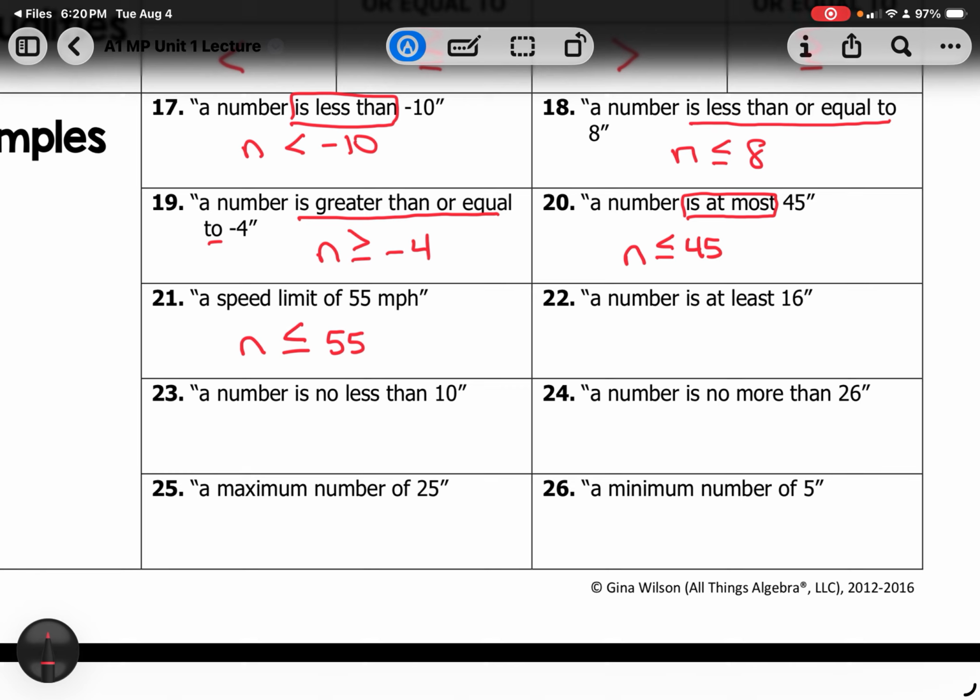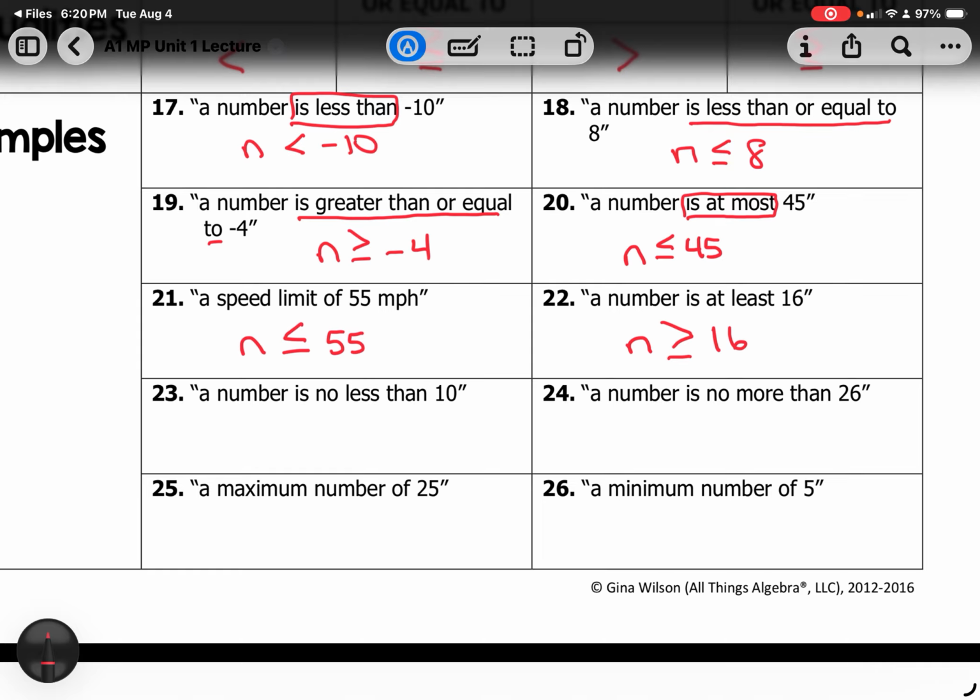Number 22, a number is at least 16. So we've got our number, and we've got 16. At least 16. So that means you have to be at least 16 to drive. So that means you have to be bigger or older than 16, don't you? Or you could be equal to 16. So that could work as well.